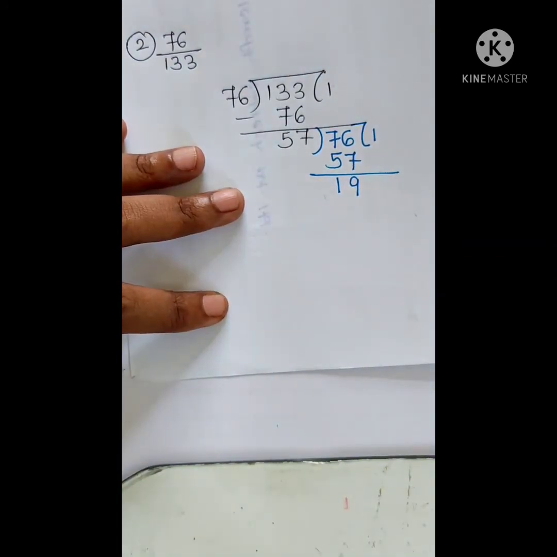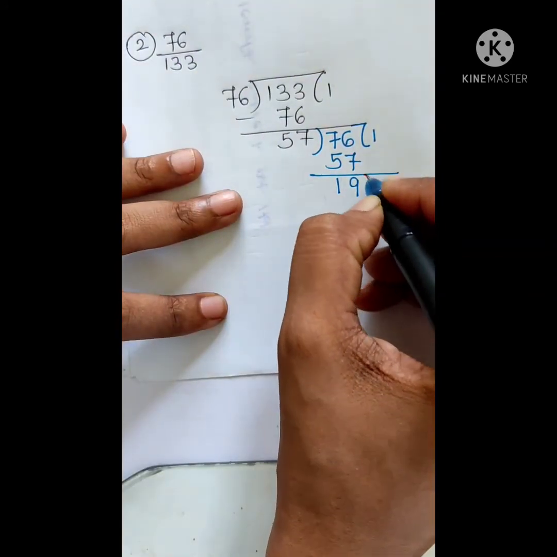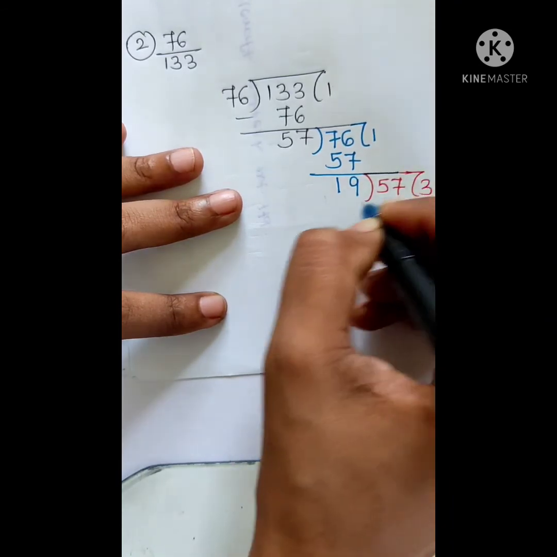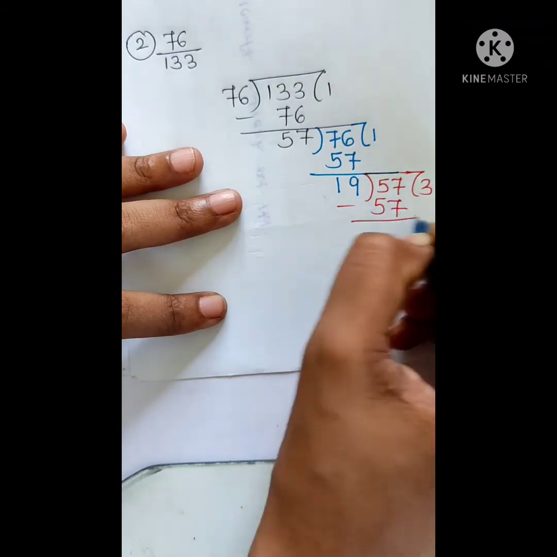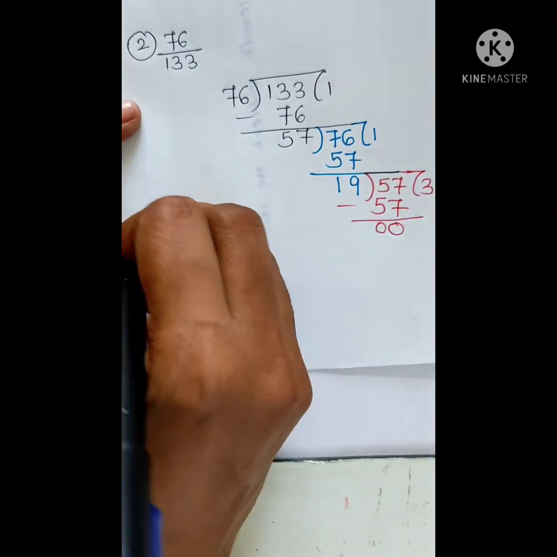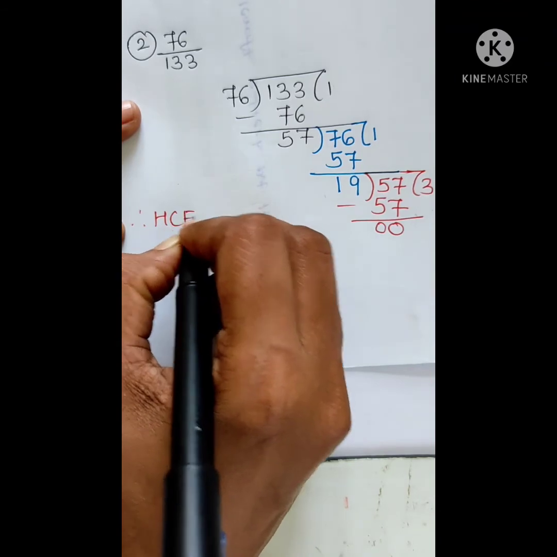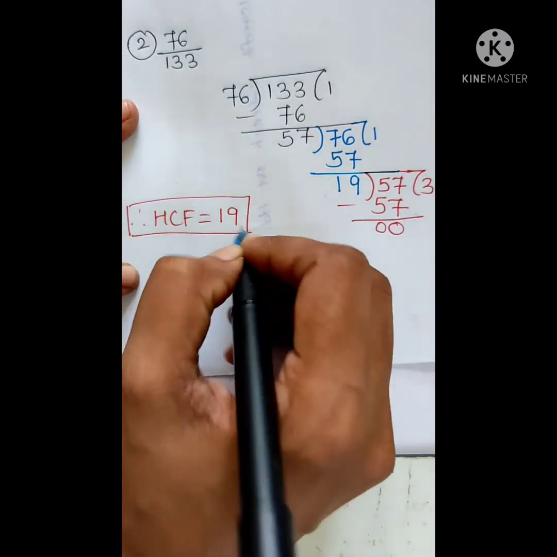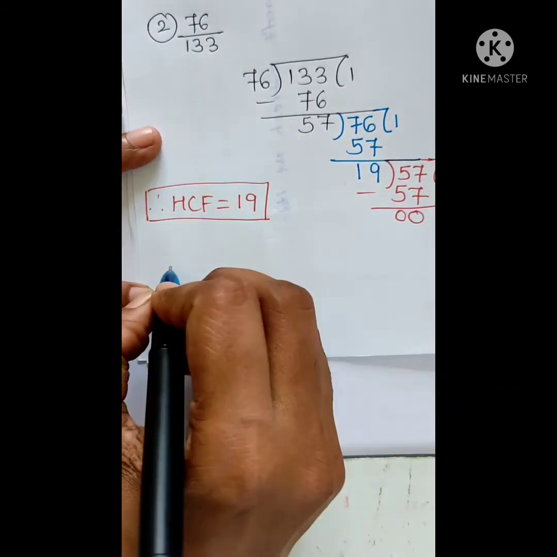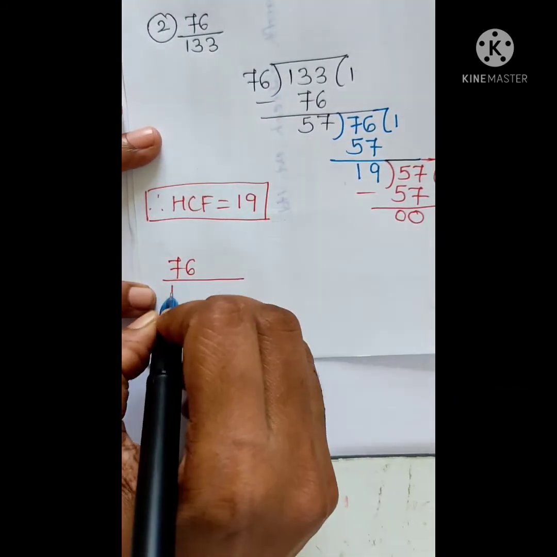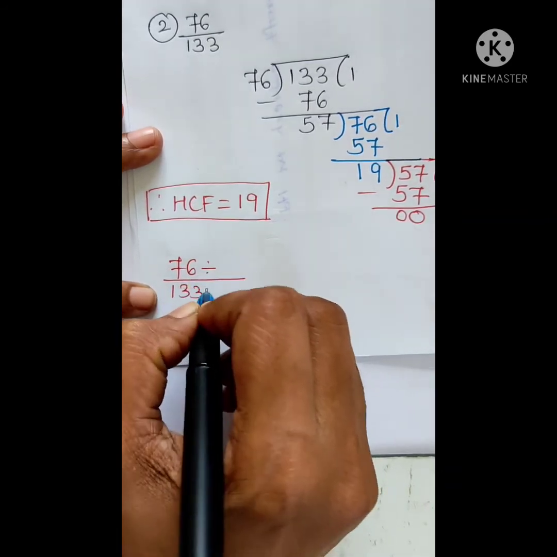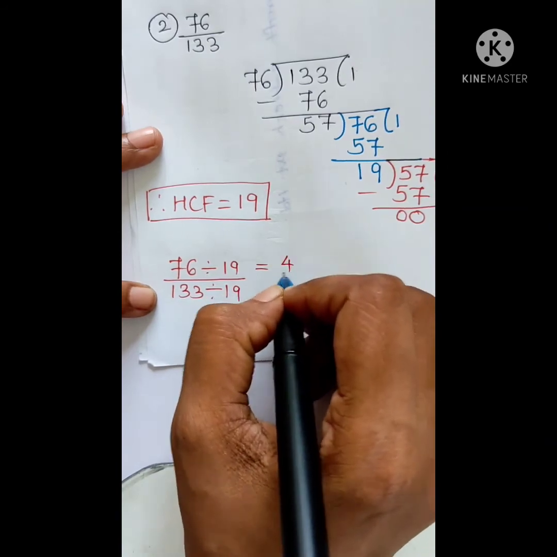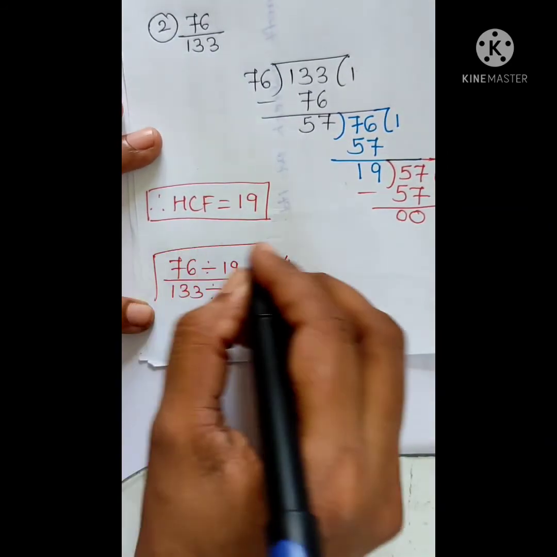Now 19 will be your divisor and 57 will become your dividend. And we know that 19 threes is 57, remainder 0. So therefore what is the HCF? The HCF will be the divisor in the last step where the answer is 0. So HCF is 19. Now simplest form is 76 upon 133 divided by the HCF. HCF is 19. So you get the answer as 4 upon 7 after you carry out.